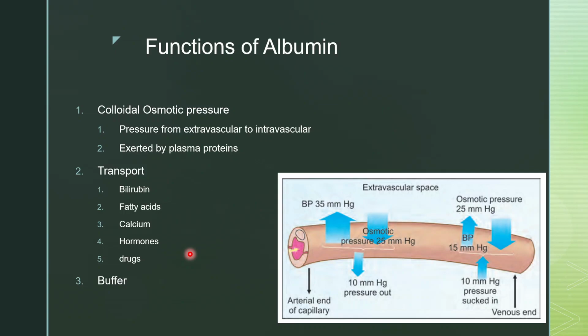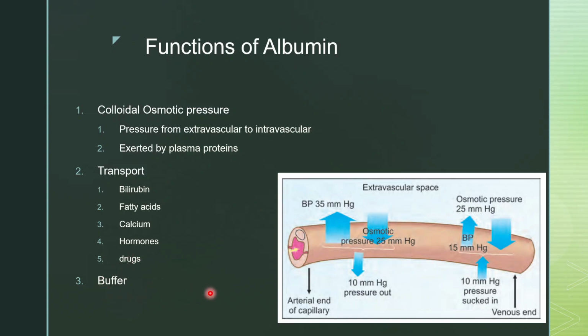The next important function of albumin is buffer. We have studied in the previous lecture that proteins have ionizable groups. Because of these ionizable groups, which are the carboxyl group and the amino group, they can act as a buffer. A buffer is nothing but anything which resists a change in the pH.